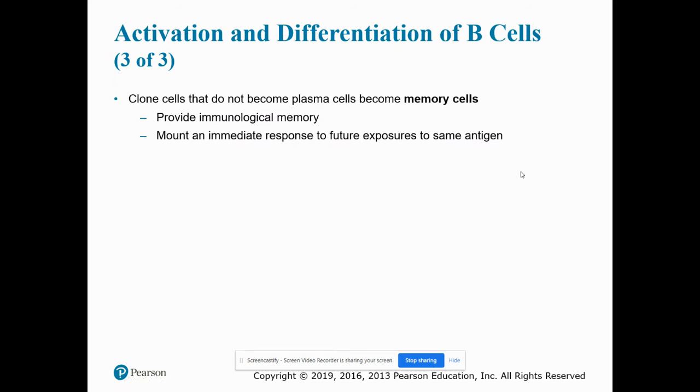Clone cells that do not become plasma cells become memory cells. And these memory cells are going to provide immunological memory. This is going to help mount an immediate response to future exposures to the same antigen. Remember when we talked about the adaptive immune system, we talked about the shortcoming is the fact that it needs to be primed. And once these memory cells are in place, it is primed. So any second or subsequent exposure, the immune system can respond immediately.